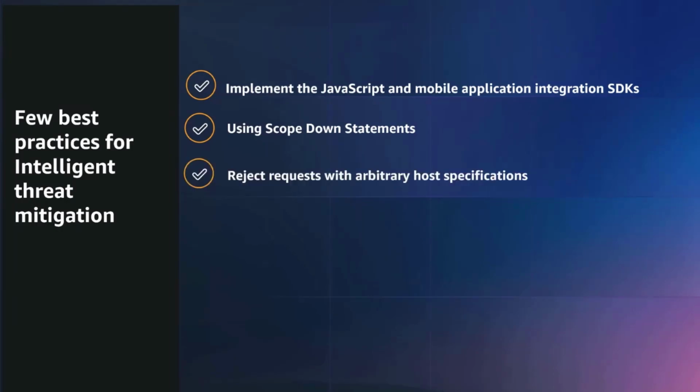We also recommend to reject requests with arbitrary host specifications. So you configure your protected resources to require that the host headers in web requests match the targeted resource.